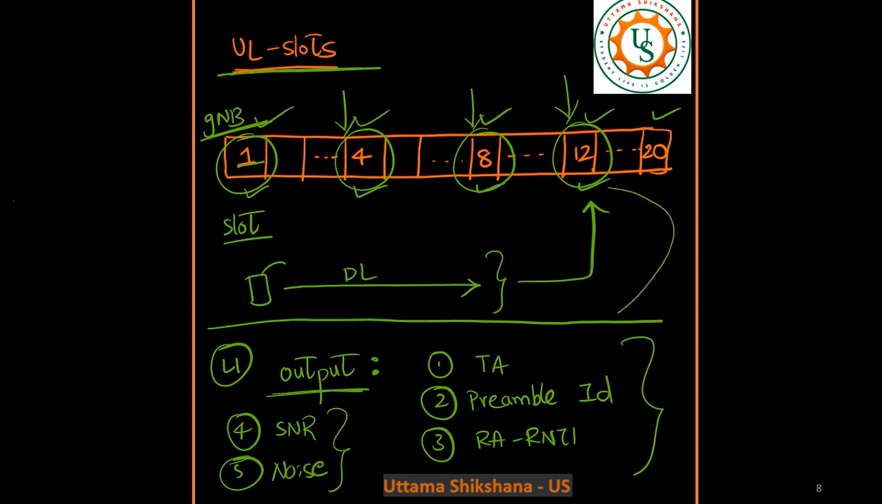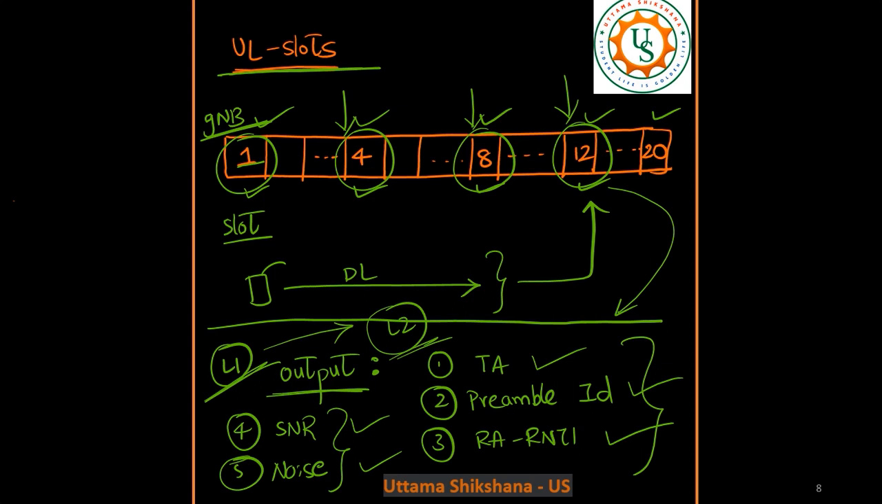Now, once it is decoded, the outcome of the decoding is it will calculate the TA, it will get the preamble ID, and it will also calculate RSRP and TI, and SNR, noise, and things like that. These are all done at the L1 layer, and it will provide this information to L2. And now L2, since the gNodeB L2 is the master, and it is deciding the scheduling, so it will process all this, and it will prepare for the next scheduling.